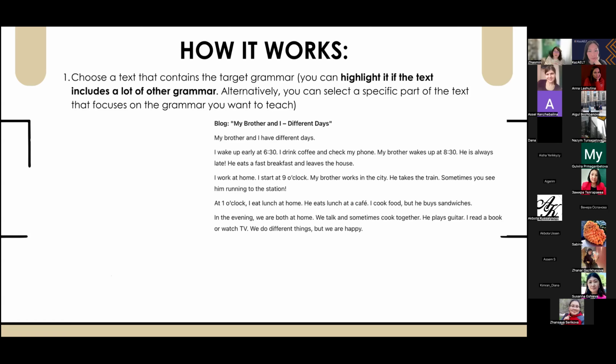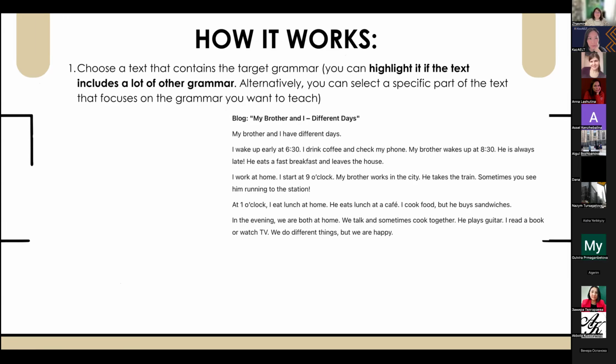If you want to, you can specifically highlight the grammar. I do it for my lower-level students, since sometimes the text can include other tenses, and I want them to focus on the specific grammar that I want them to work on. So you can highlight the text if it includes a lot of different grammar and you don't want to draw their attention to a different thing.